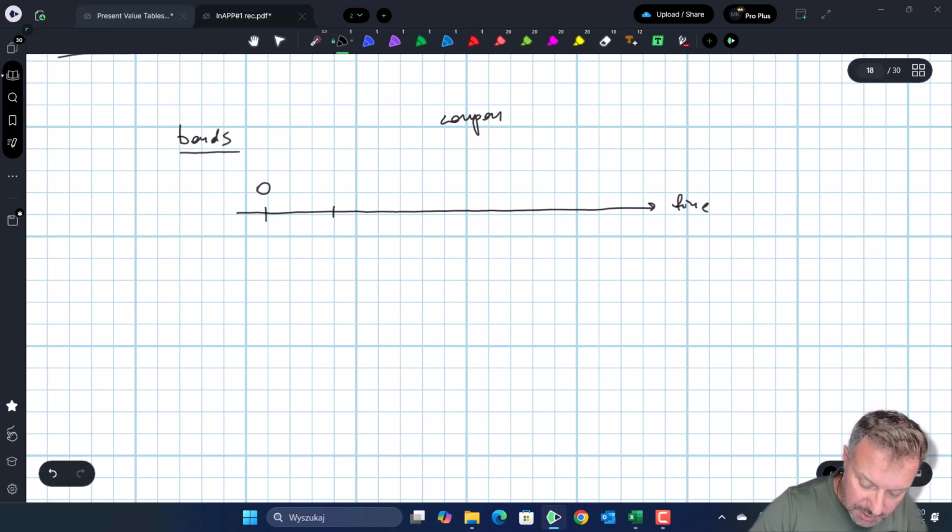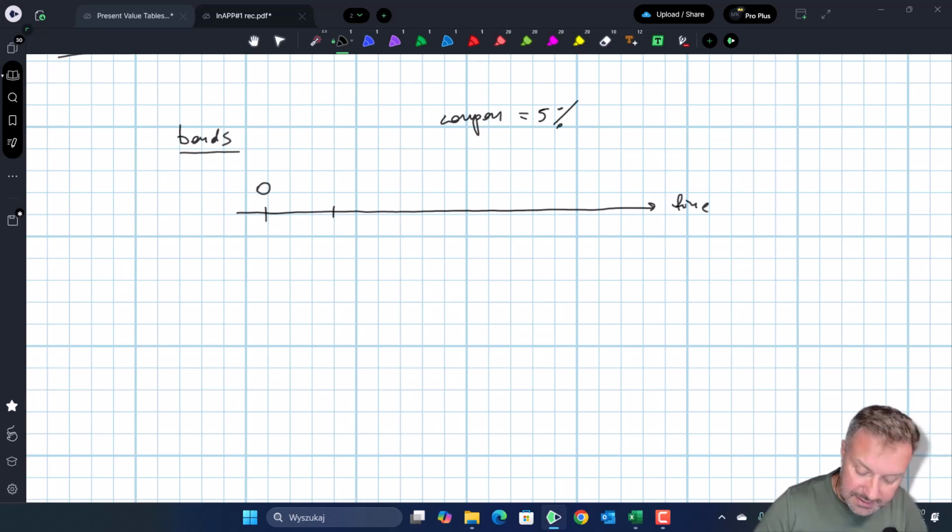Let's assume that we have a bond here that has the annual coupon of, say, 5% on the nominal amount of, let's say, 100 euros, and the maturity of the bond is going to be 5 years.